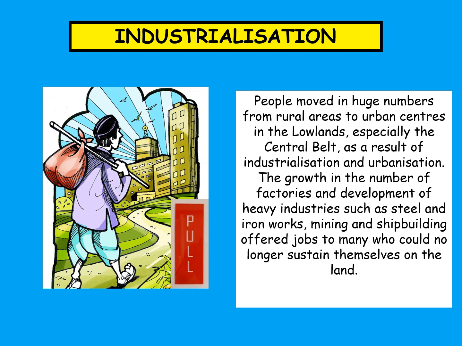So for this one in particular, what would probably be best to look at would be to say something like people moved from rural areas to urban centres, the growth in the number of factories and development of industries offered jobs. And then we would link this in by saying this encouraged them to go, or this pulled them out of the areas that they were in, something like that.